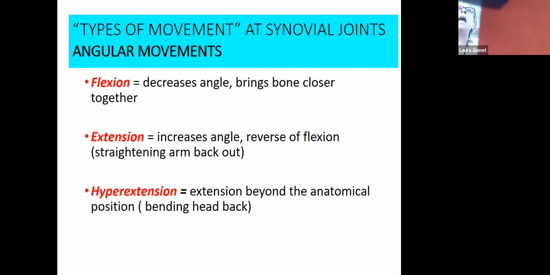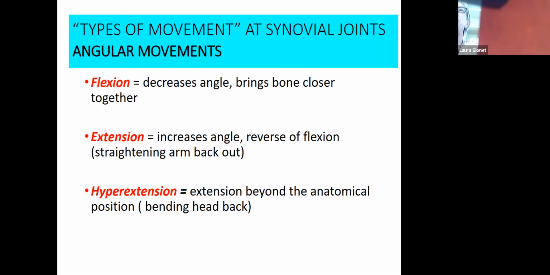Okay, so we have types of movements at synovial joints. We have these different angular movements, right? And most of these, I think you can find an example of the movement that you perform on a regular basis, especially if you lift weights. I think this becomes a little easier to understand because you usually have to understand, if I'm doing a bicep exercise, am I flexing it or extending it? Flexion means decreasing the angle from anatomical position, bringing the bones closer together. And extension means increasing the angle, the reverse of flexion.